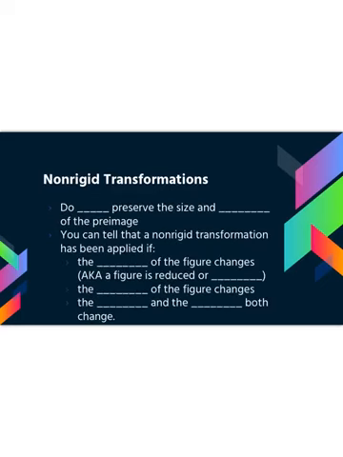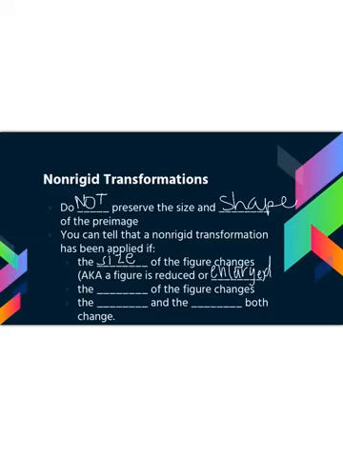Today we have learned that there are two main types of transformations: rigid transformations and non-rigid transformations. Non-rigid transformations do not preserve the size and shape of the pre-image. You can tell that a non-rigid transformation has been applied if one of three things happens. So if the size of the figure changes, then a non-rigid transformation has been applied. We can be more specific and say that a figure has been reduced, so the size has gotten smaller, or it has been enlarged, so the size has gotten bigger.